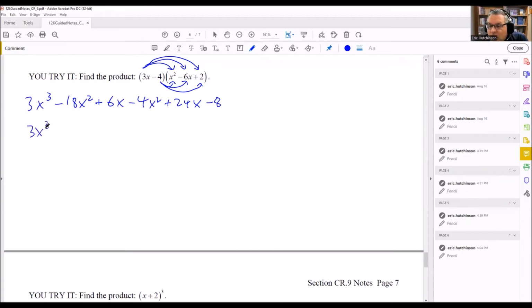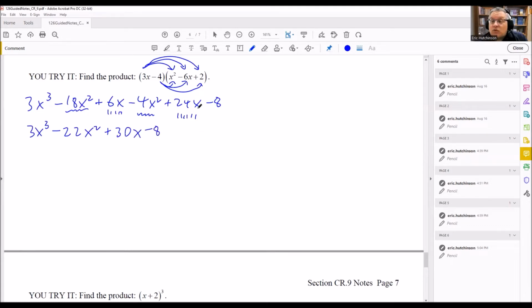We have 3x cubed. Nothing else goes with that. And so we want to look for like terms. We have a negative 18x squared and a negative 4x squared, which is going to be negative 22x squared. Then we've got a 6x there and a 24x. So 6 and 24 is going to be 30x. And then you have minus 8.